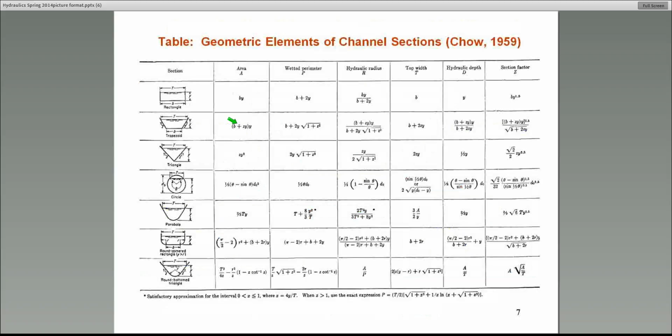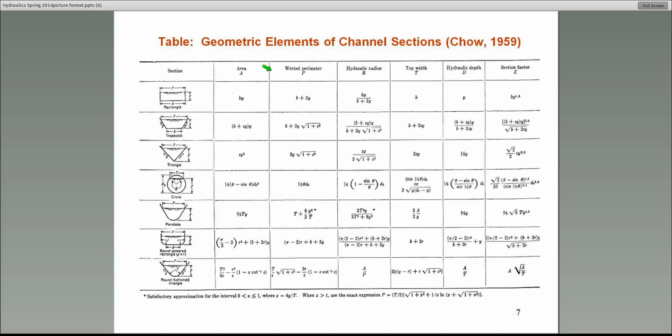I've taken the liberty of providing you a table that you can use to compute cross sections. Remember, in open channel systems, the flow area and the wetted perimeter, all these are functions of flow depth. So it's good to have a table like this, formulas that you can use to compute the various hydraulic elements, I call it, of channel cross sections.